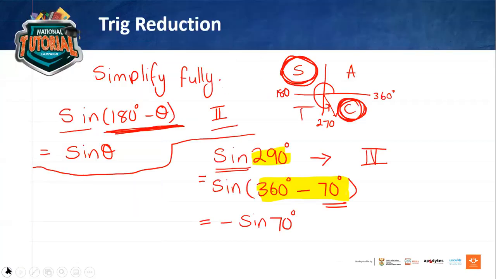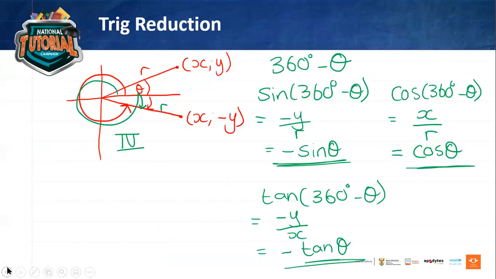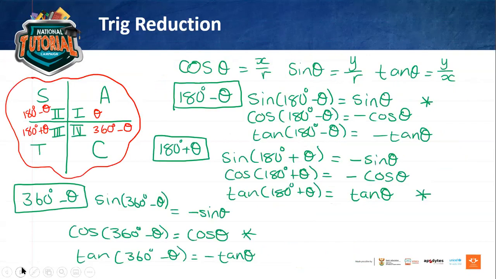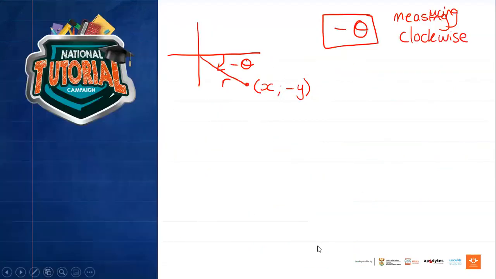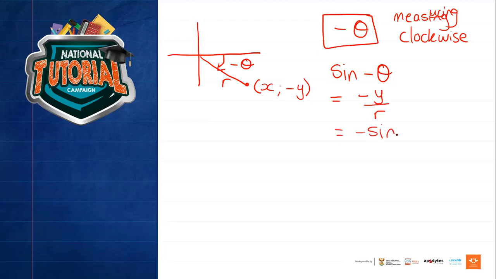So I'm going to just go back to that 360 degrees minus slide over here. We saw that sine of 360 minus was negative sine, cos was positive, and tan was negative. Because we're in the same quadrant, it's going to work the same. So if we're here in quadrant 4, because we've got a negative theta, our reduction formula is sine of negative theta. Let's just go through it slowly, is negative y over r, which is negative sine of theta.